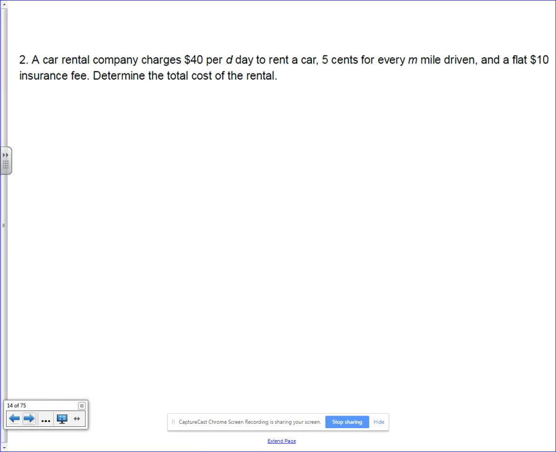A car rental company charges $40 per D day to rent a car, 5 cents for every mile driven, and a flat $10 insurance fee. Determine the total cost of the rental. How much for a day? How many days am I renting it for? Don't know. What do they tell me to use? So how would you represent that?